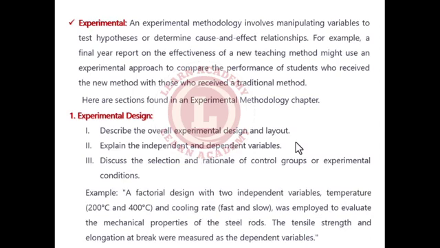Maybe, for example, a factorial design with two independent variables, temperature and cooling rate, was employed to evaluate the mechanical properties of the steel rod. So this is kind of how you lay out the experimental design. You describe the overall experimental design and layout.